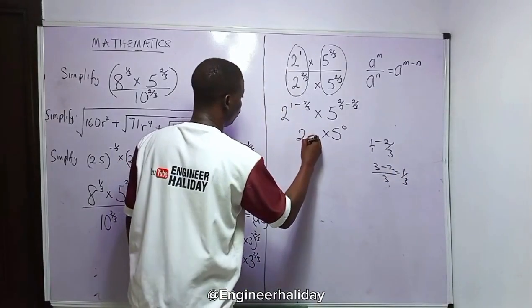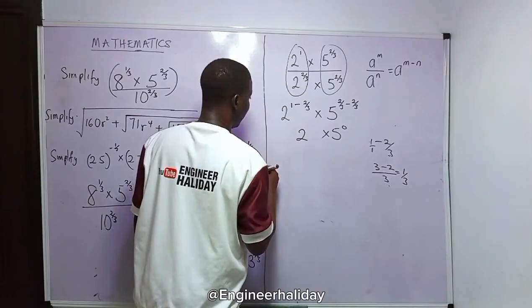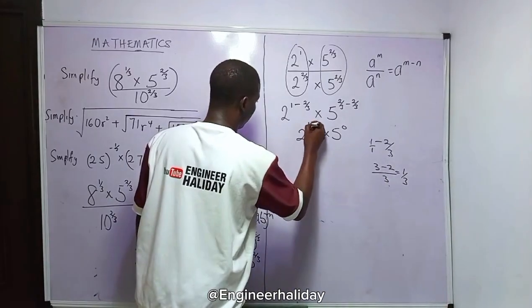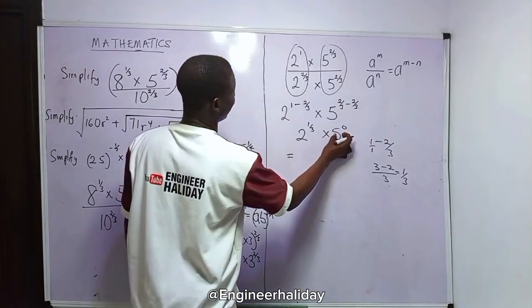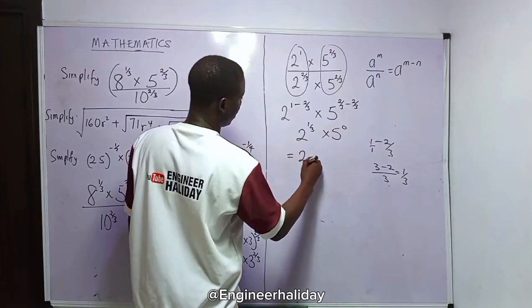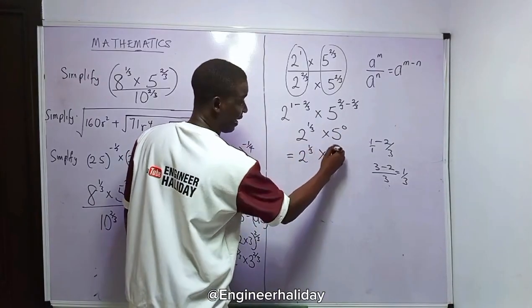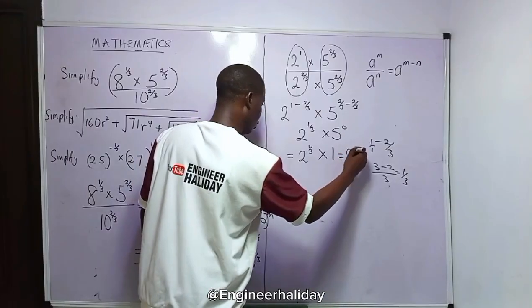So this one is 2 as the base, raised to power 1/3. Now I think our final answer, anything raised to power 0 is 1. So 2 raised to power 1/3 times 1 will give us 2 raised to power 1/3.